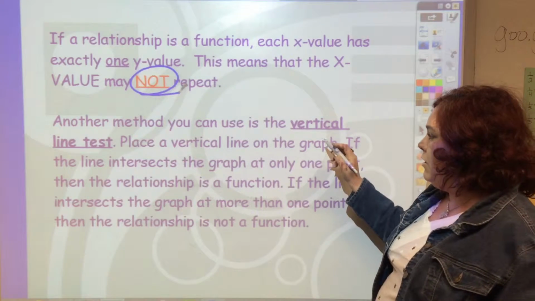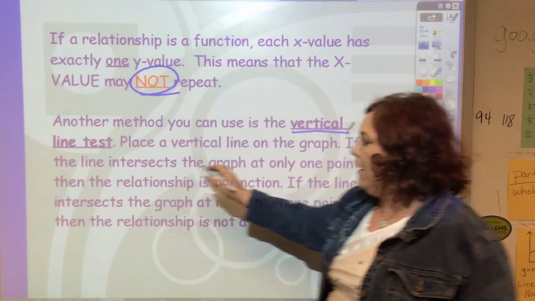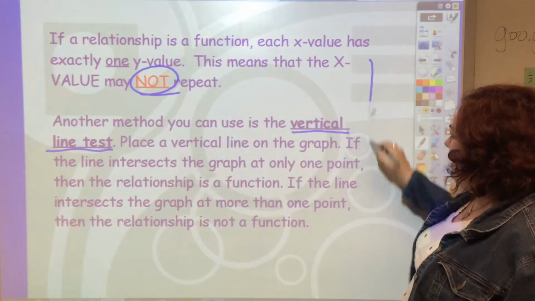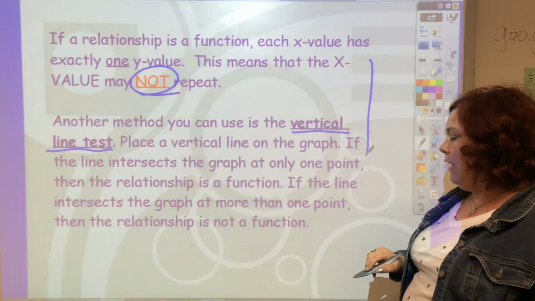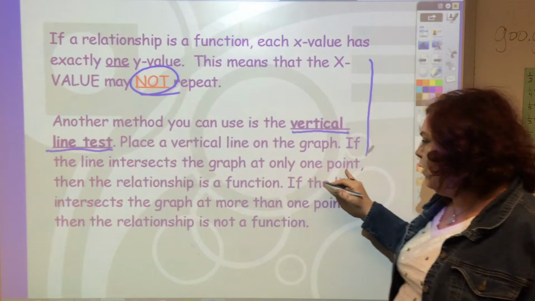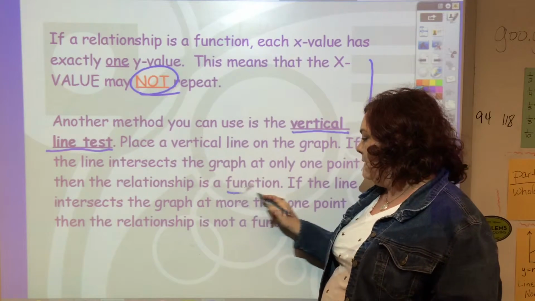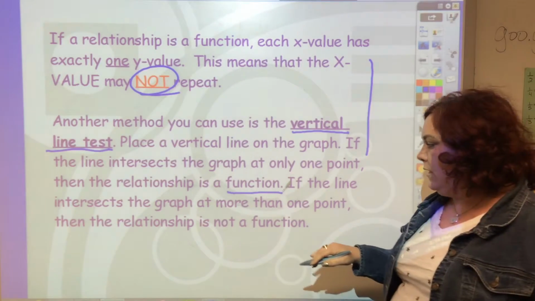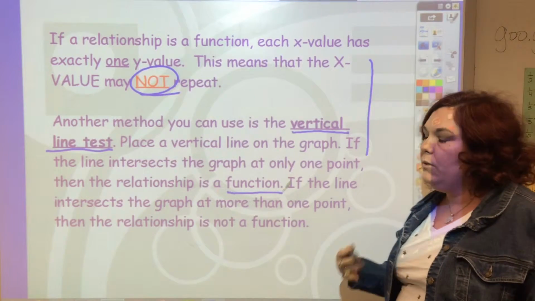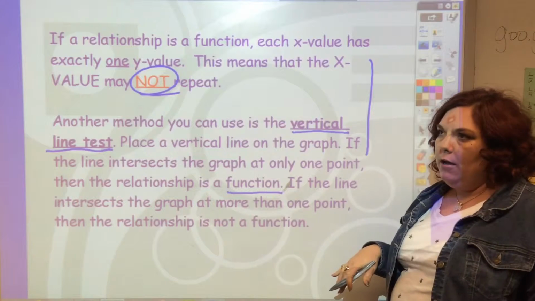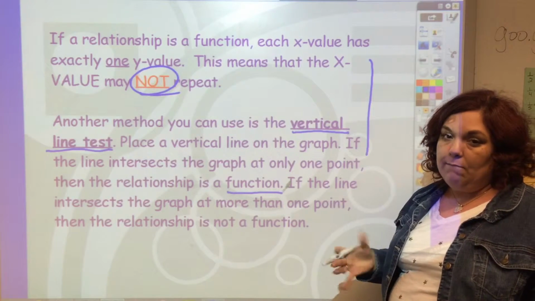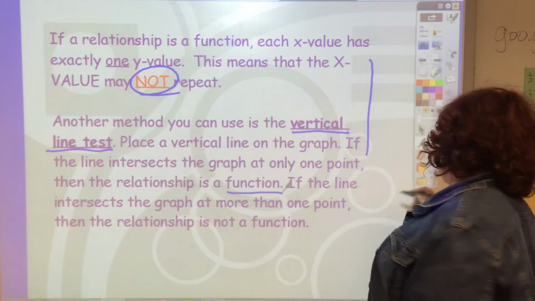Another method you can use is the vertical line test. This is where you place a vertical line on the graph, a line going straight down. If the line intersects the graph at only one point, then the relationship is a function. If the line intersects the graph at more than one point, the relationship is not a function. I like the vertical line method because it's visual, and I can see immediately whether something is a function or not a function.